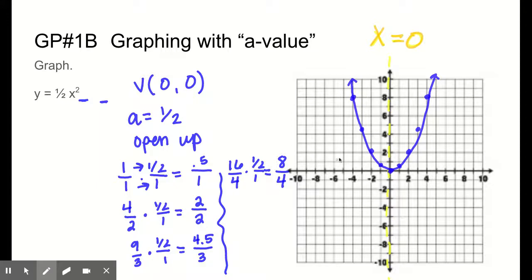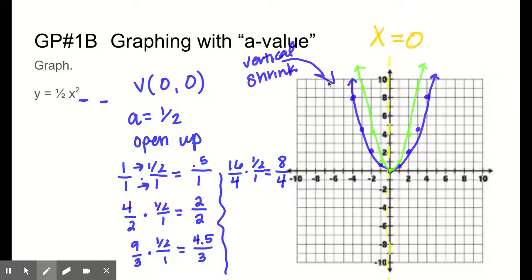So how does this graph compare to the parent function? Well, let me put that one on here again. So if I include the parent function, that's going to be here in green. And so this graph is wider than the parent function. This is what we call a vertical shrink.